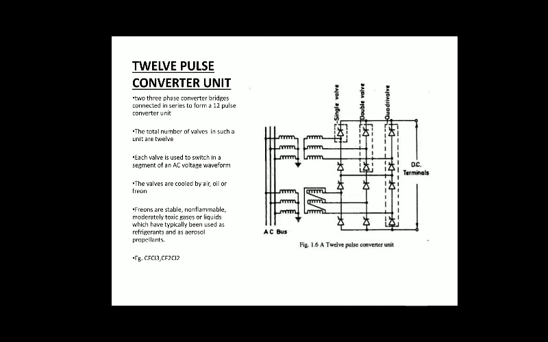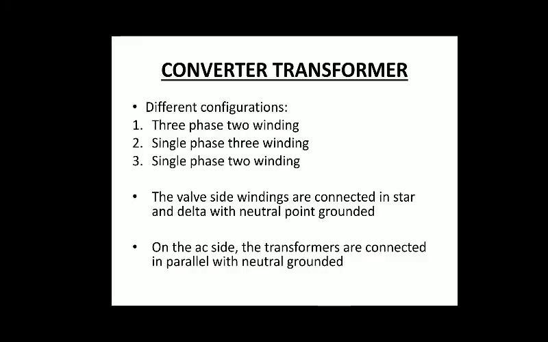So in this model, again on the left side we have the AC bus, and then the transformer, then the converter unit, and on the right side we have the DC terminal. This is where we are getting the DC output. Now, the converter transformer. Converter transformers can have different configurations, like 3-phase 2 winding transformer, single phase 3 winding transformer, single phase 2 winding transformer.